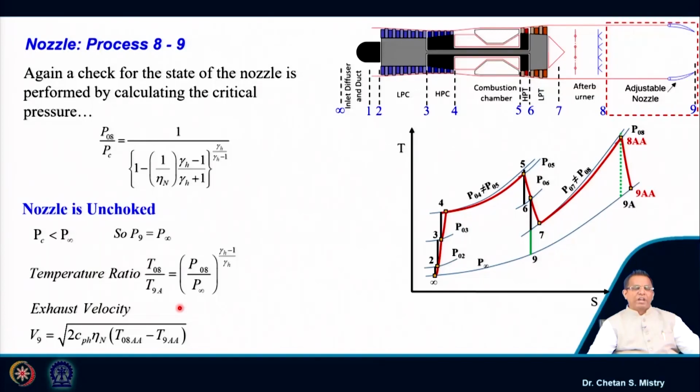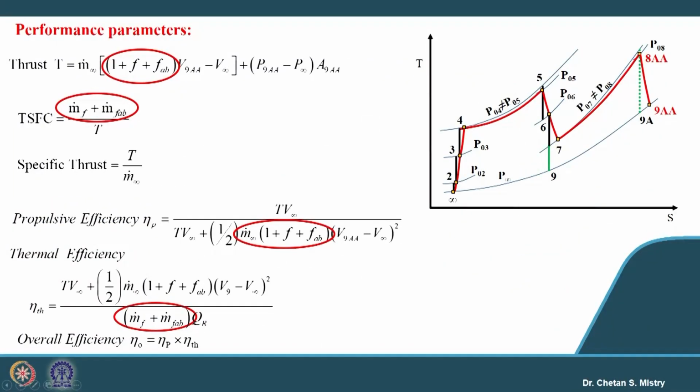Now, once we are able to calculate all the velocity components, the very next requirement is the calculation of performance parameters. If you look here, since we have incorporated our afterburner, my thrust equation will be changed, because here we are writing it in terms of my exhaust velocity. So, this will be my exhaust mass flow rate: m dot exhaust into V9 minus m infinity into V infinity. That is the reason it is 1 plus F_AB.